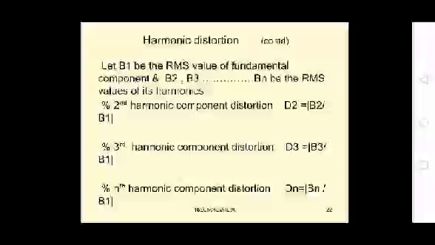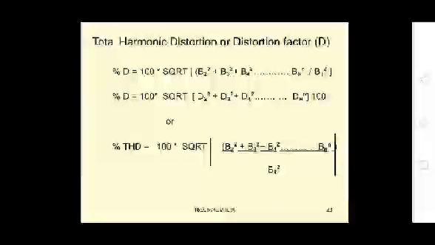So the harmonic distortion components are: D2 is given by B2 by B1, D3 is B3 by B1, D4 is B4 by B1, and so on up to the nth harmonic, Bn by B1. Then you have to find the total harmonic distortion.